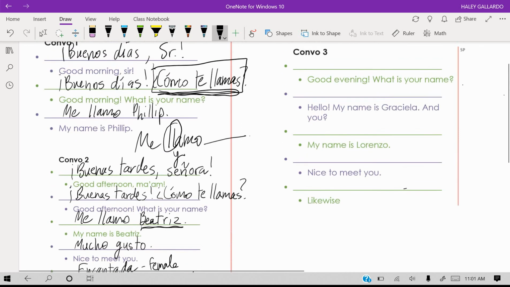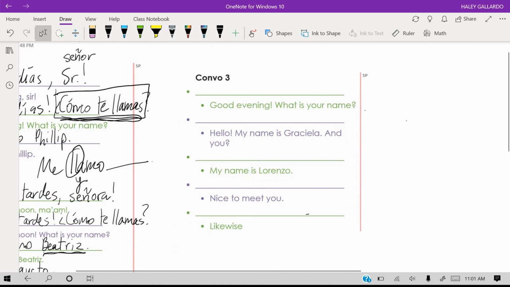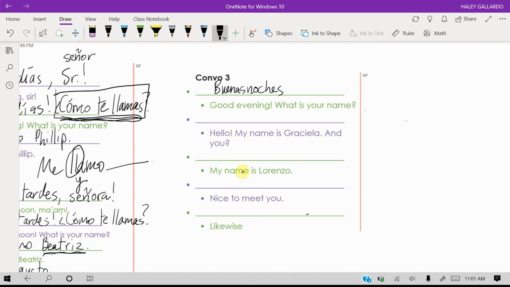Okay, now our third conversation. We're talking about the evening now. So good evening would be buenas noches. And exclamation marks. What is your name? We know that one now. ¿Cómo te llamas?